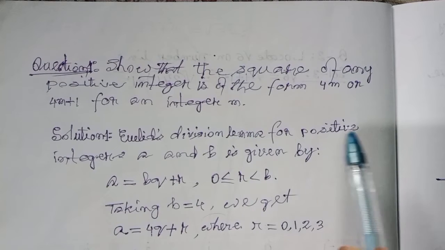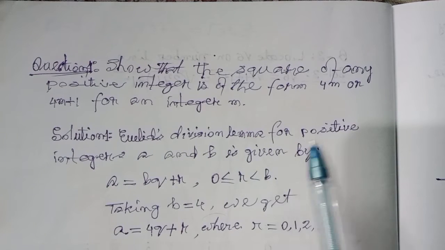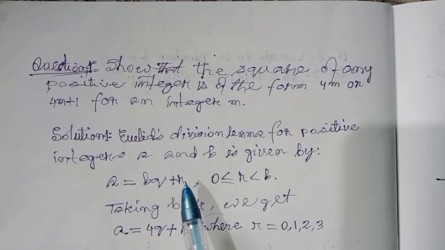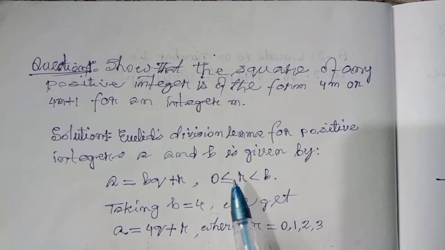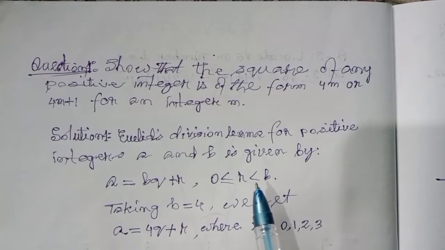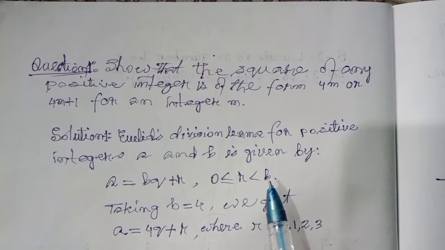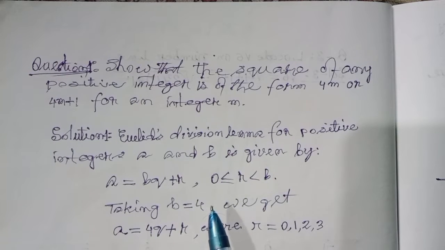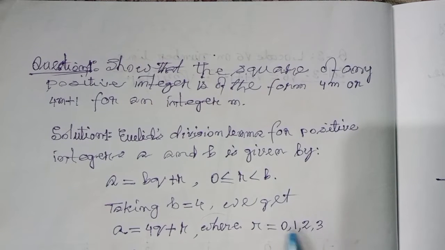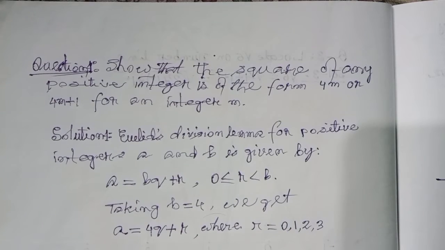Euclid's division lemma for positive integers a and b is given by a is equal to bq plus r, such that r is equal to 0 or greater than 0 but less than b. Taking b is equal to 4, we get a is equal to 4q plus r, where r is equal to 0, 1, 2, 3. It is very obvious from this. When b is equal to 4, that means r can take the values 0, 1, 2 and 3. Okay.